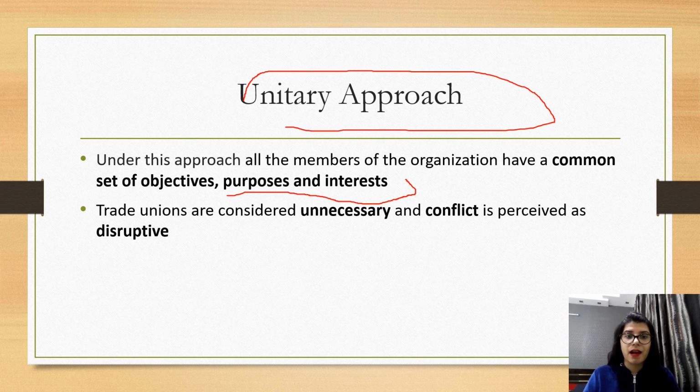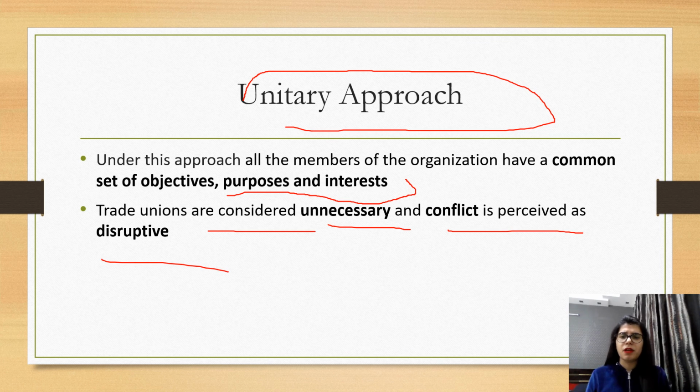And here, according to this approach, trade unions are considered unnecessary. That trade union should not be formed. Because the reason for the formation of trade union is conflict, when there are a lot of conflicts and you need to resolve them, right? So that is why trade unions are formed. But here in unitary approach, it is believed that all the members have common set of objectives, common interests. So that is why trade unions are considered as unnecessary, and conflict is perceived as disruptive. So conflict is also not necessary, and it is perceived as disruptive for the organization.